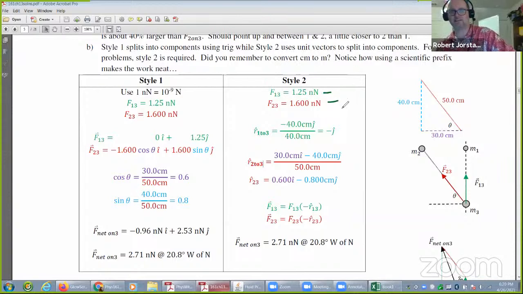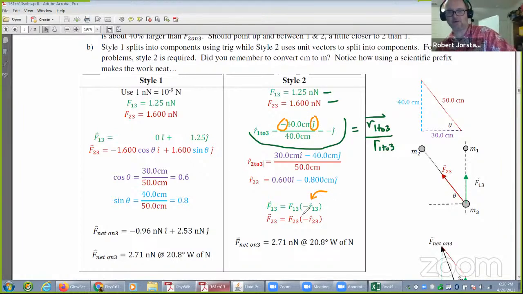So here I got the magnitude, but instead of trying to write sines and cosines, I write it as a hat vector. Now remember, this is equal to the R 1 to 3 vector divided by the R 1 to 3 magnitude. Now at first it seems very confusing. Look at this. I'm getting a negative j hat. But remember, when you plug it in, the definition of the force is negative of the r hat.